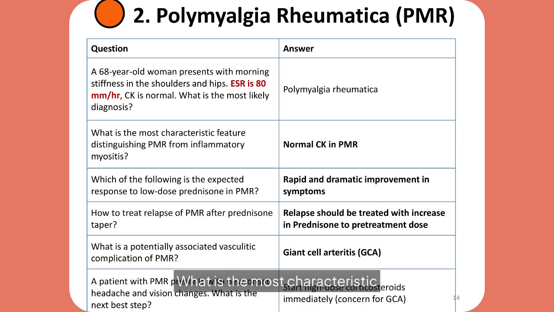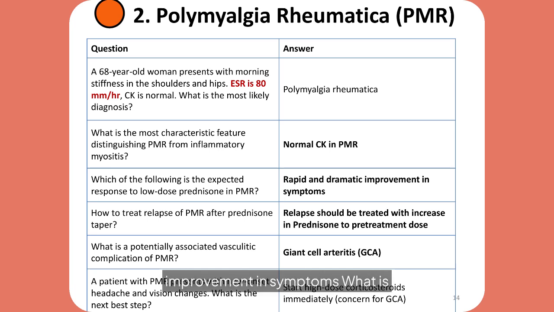What is the most characteristic feature distinguishing PMR from inflammatory myositis? Answer: normal CK. Which of the following is the expected response to low-dose prednisone in PMR? Answer: rapid and dramatic improvement in symptoms.